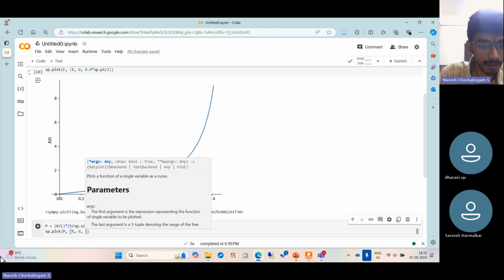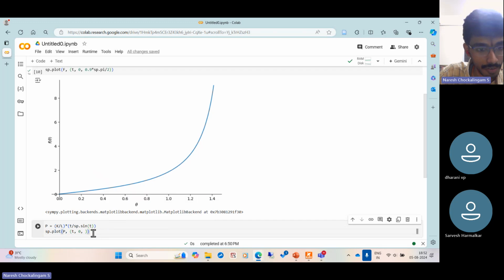So here there's a problem. You're dividing by sine theta. If you substitute theta equal to 0, you will have an issue because the denominator will be 0. So let us start from a small value close to 0, say 0.0001. From there I can plot it up to pi by 2, because it's not going to vanish. So plot it up to 2.